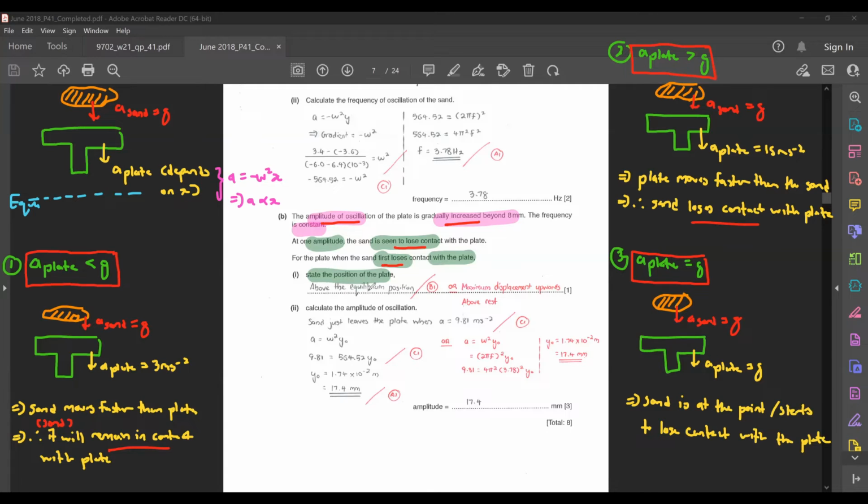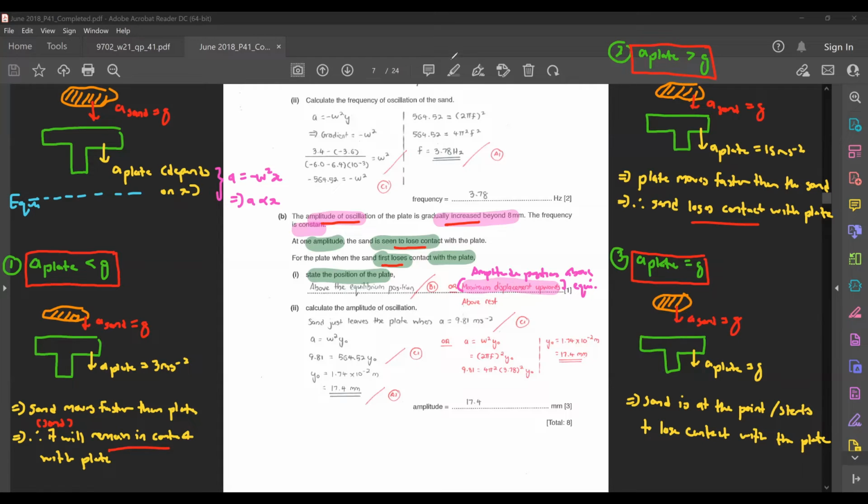Okay. So here, when they ask you to state the position of the plate where the sand starts to lose contact with the plate, the more exact answer is actually maximum displacement outwards. This is actually talking to you about the amplitude position above equilibrium. Okay, it is at the amplitude position above equilibrium that your sand starts to lose contact with the plate.